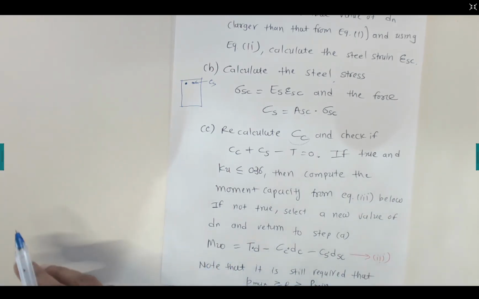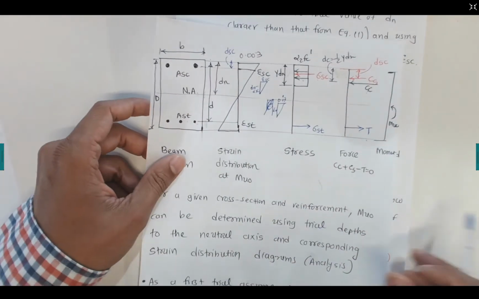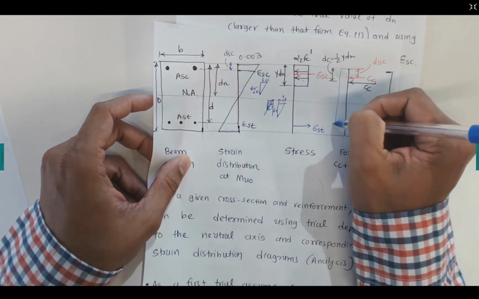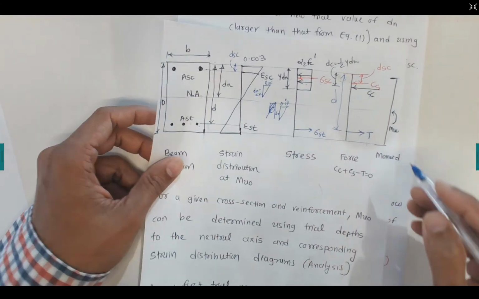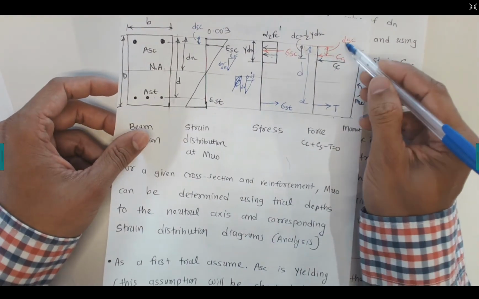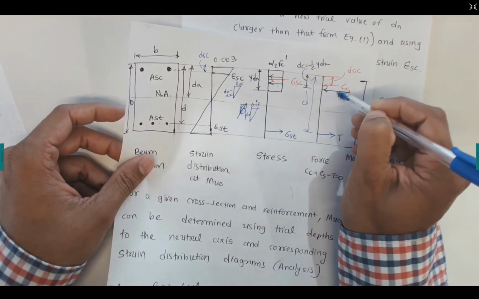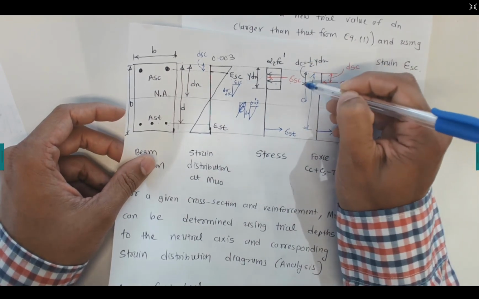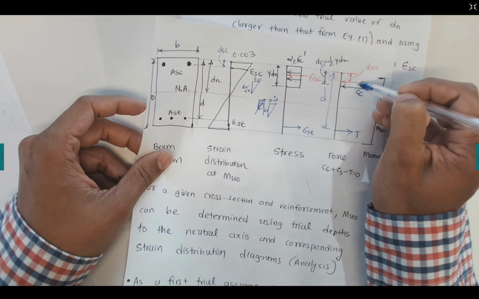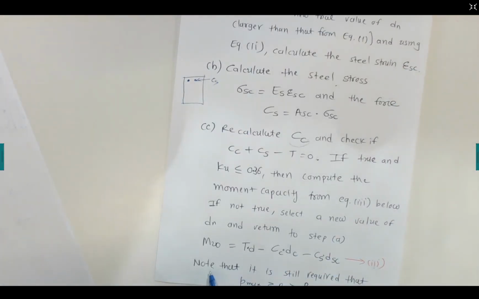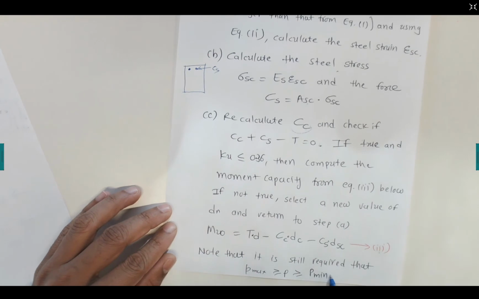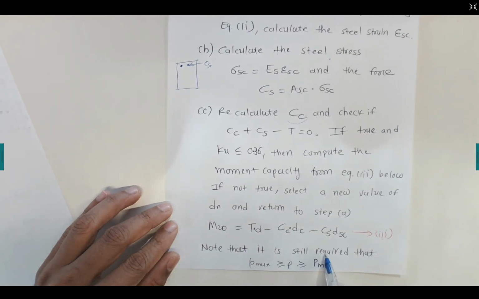This is nothing but T times d, and this whole thing is d. So T times d, minus Cc times dc, and Cs times dsc. We also need to check the minimum flexural capacity. That should have p greater than p minimum, and p should be less than p maximum for ductility. Thank you very much.